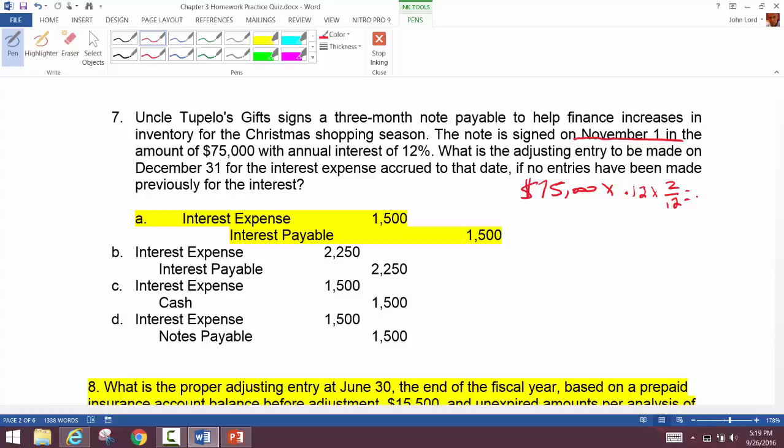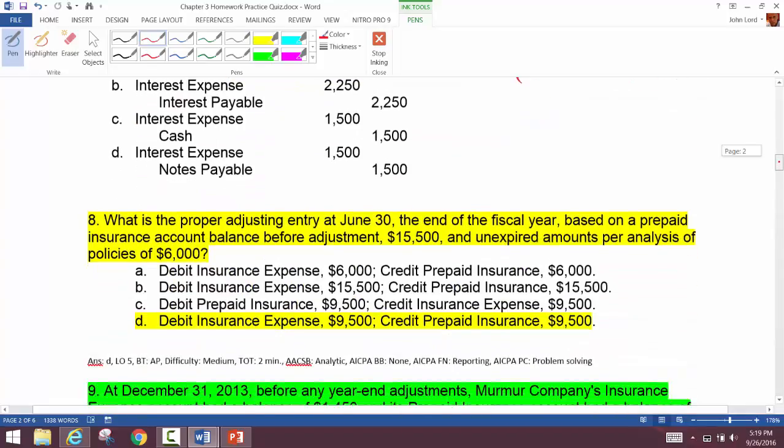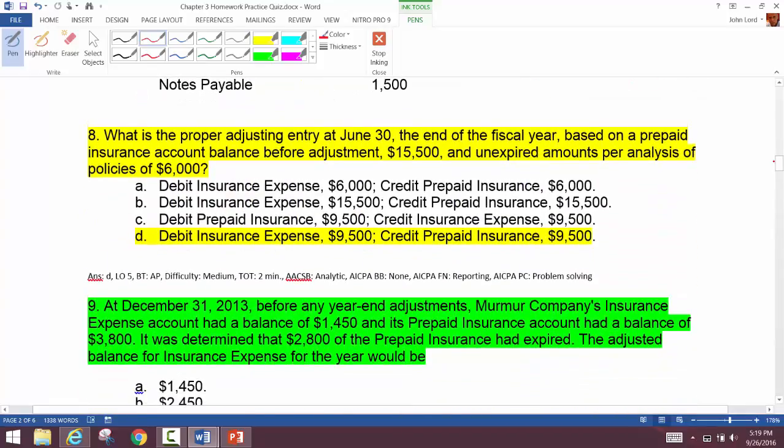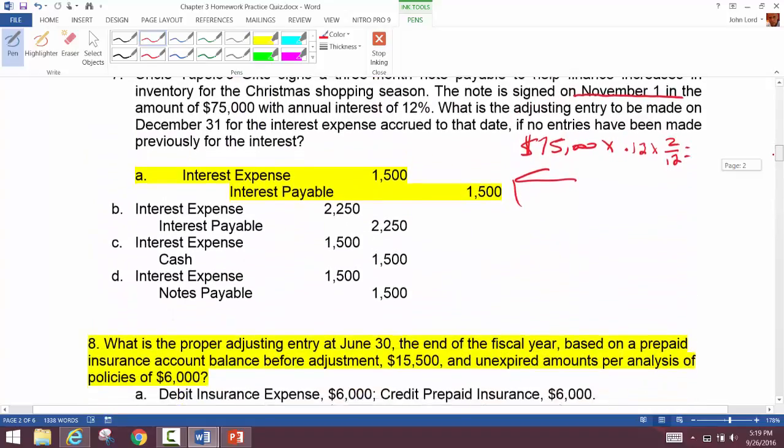Okay. And when you get 1,500, again, just like we saw in the previous problem, debit interest expense, credit interest payable, right? Okay, good. Let's take a look at this one now. Yes, sir. The option B was the same thing, interest expense and note payable.